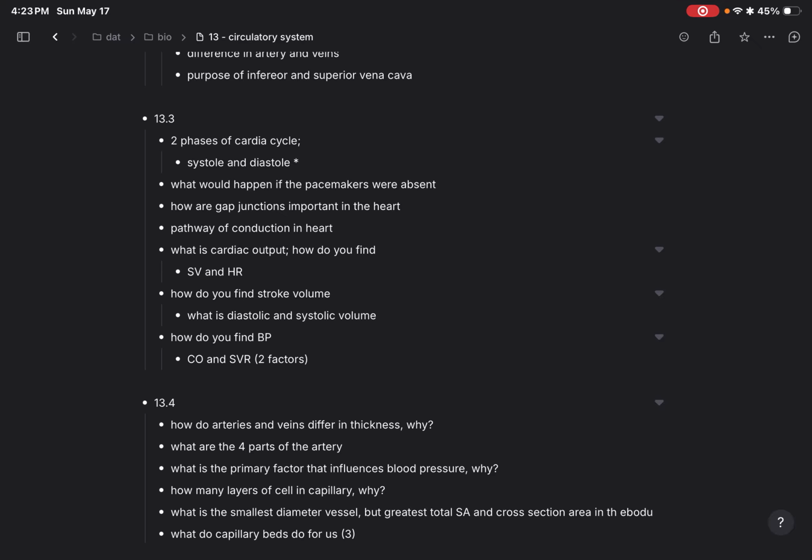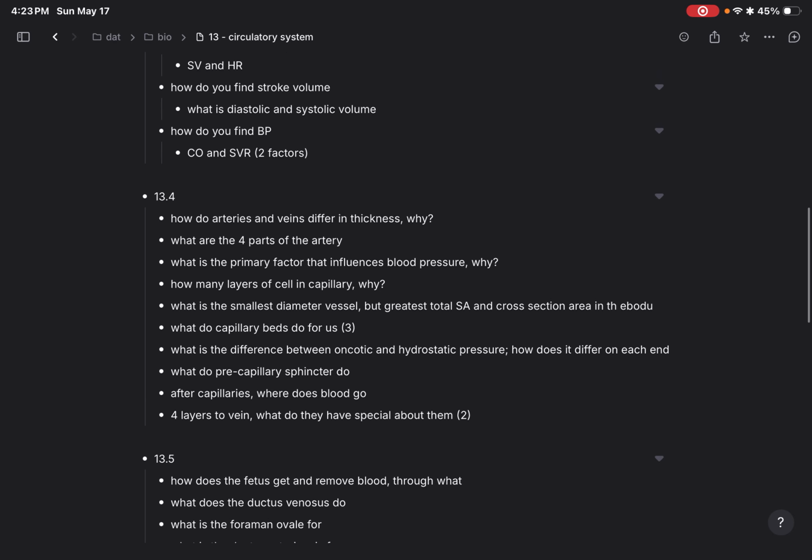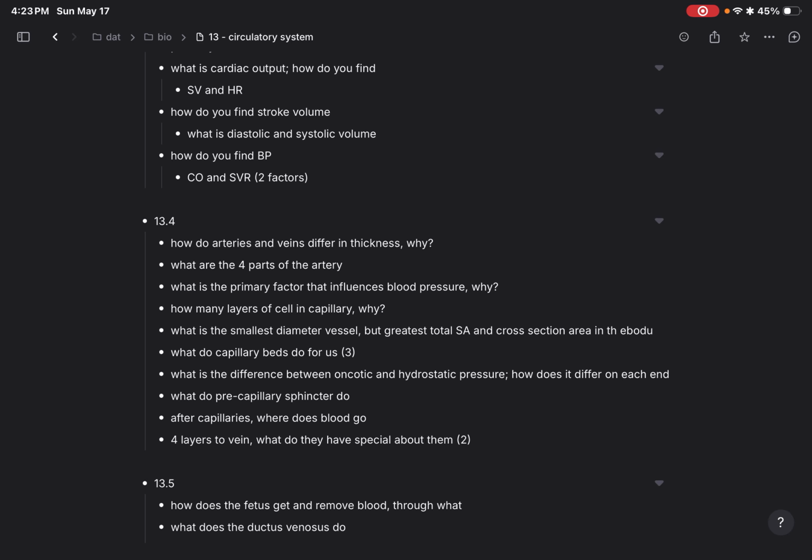How do you find blood pressure? CO and CVR. So I know for sure CVR means systemic vascular resistance. So this is the resistance for blood to push through. There's 2 factors: the viscosity of the blood, or the narrowness or radius of the blood vessels. CO, cardiac output. So how much blood is getting pumped into the body, and then what is the resistance of that blood throughout the body, kind of.